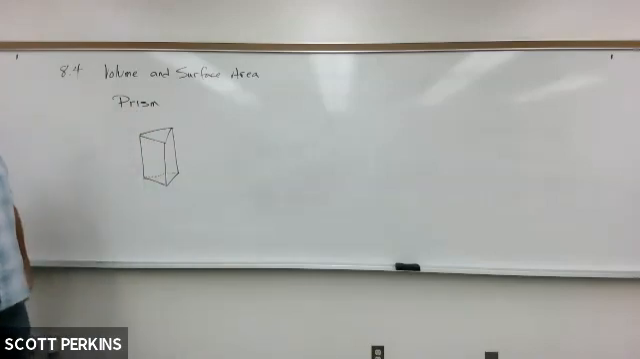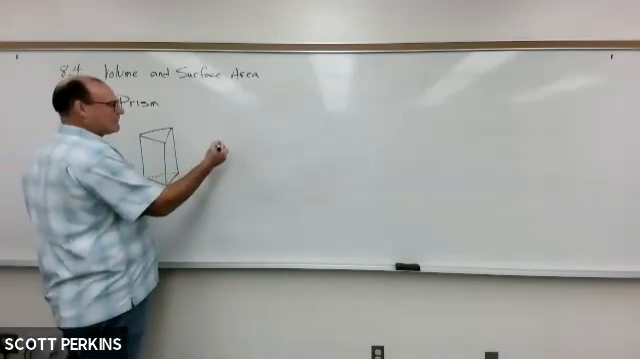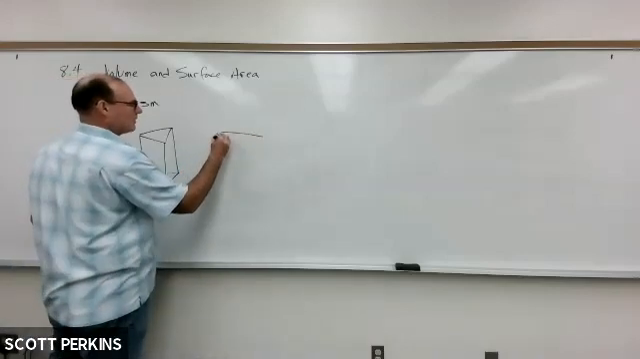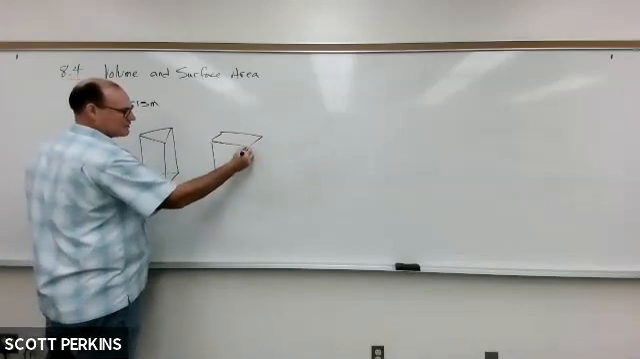That's a prism. Let me draw another prism. We would call this ordinarily a box. Let's say I have a rectangle on the top and the bottom, or a quadrilateral of some sort. So then I have rectangular sides.